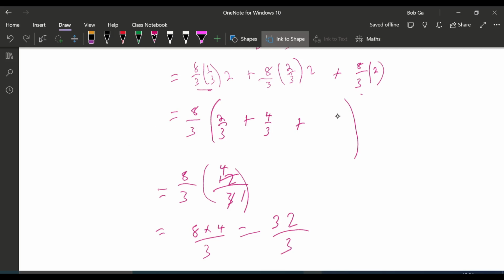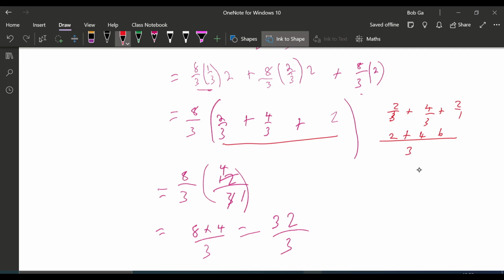So let's just sum up this one here. 2/3 plus 4/3 plus 2 over 1. So the highest common factor there is 3. 3 divided by 3 is 1, 1 times 2 is 2, plus 3 divided by 3 is 1, 1 times 4 is 4, plus 3 divided by 1 is 3, times 2 is 6.